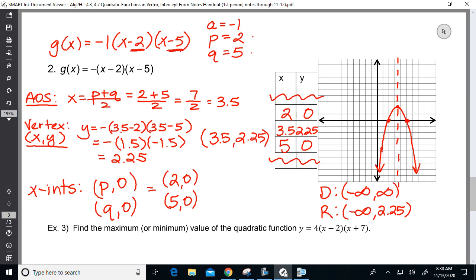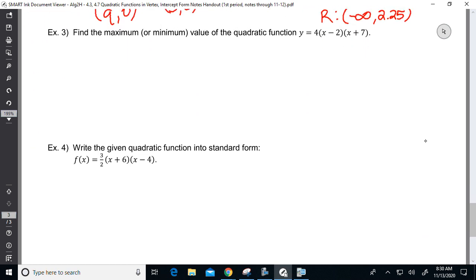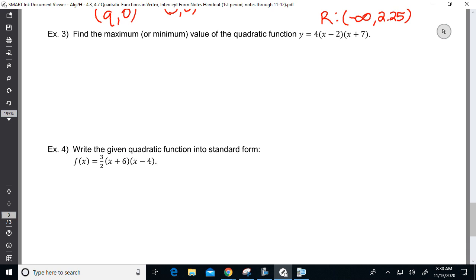Okay, graphing is not as labor intensive as standard form is, but it's not as straightforward, easy as vertex form is. Intercept form for everything. But alright. So aside from graphing, there's still max and min and rewriting it into standard form.